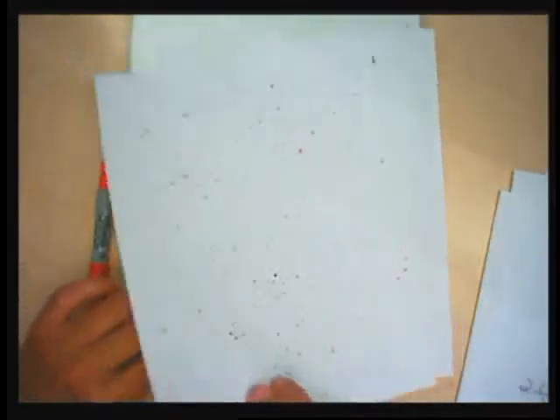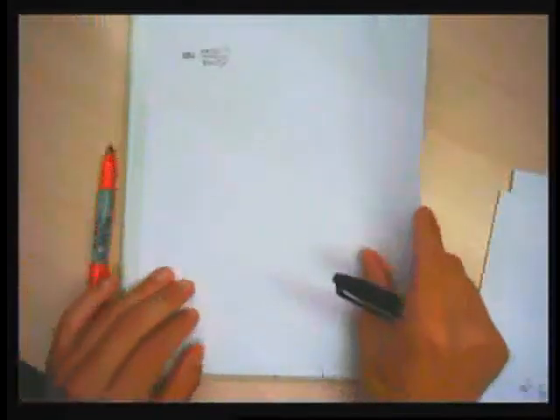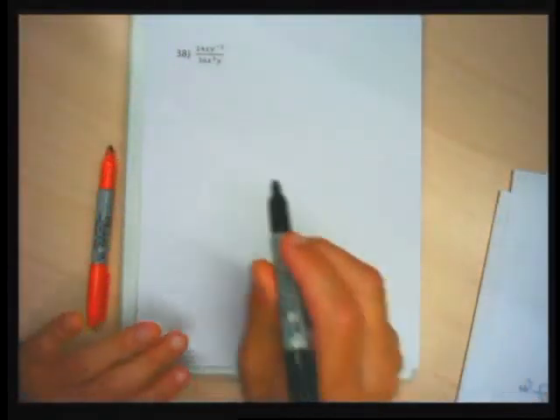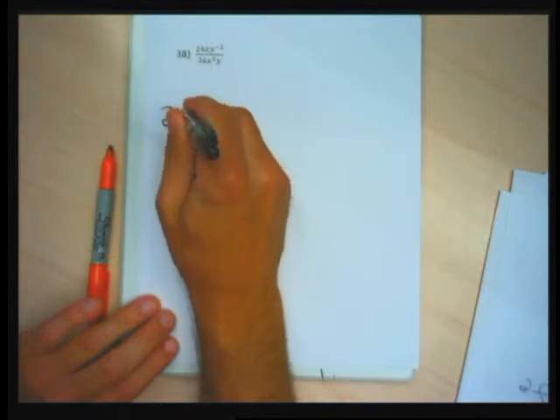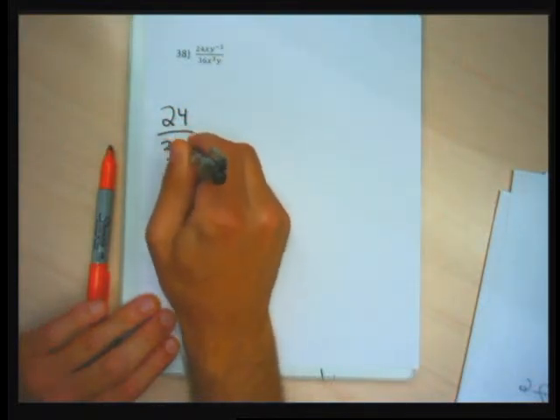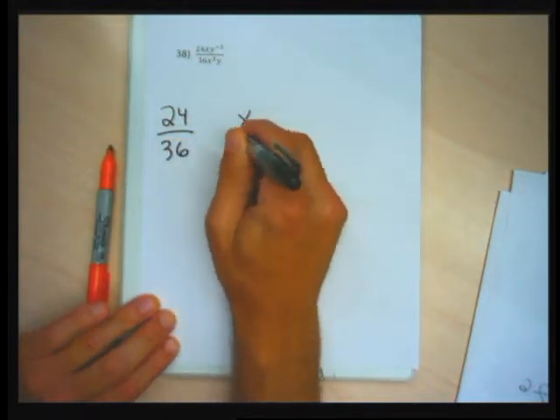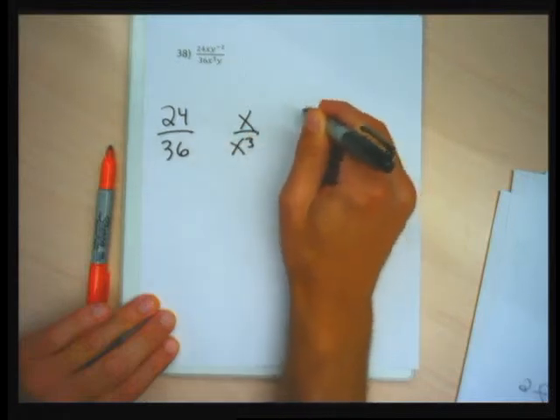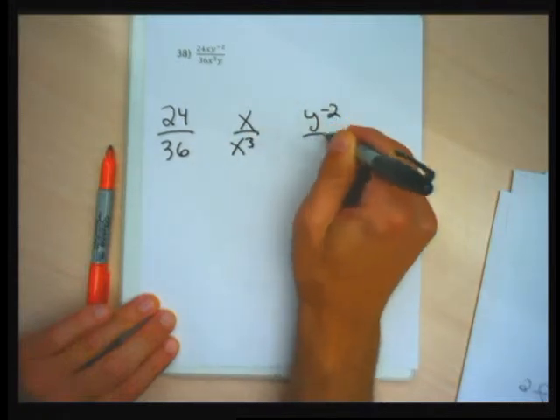Getting closer to the end here. Oh, we only do have one problem left. I guess we're at the end. So this is kind of 3 problems in one. If I want to reduce 38, I'm going to deal with the fraction 24 over 36, the fraction x over x cubed, and the fraction y to the negative 2 over y.